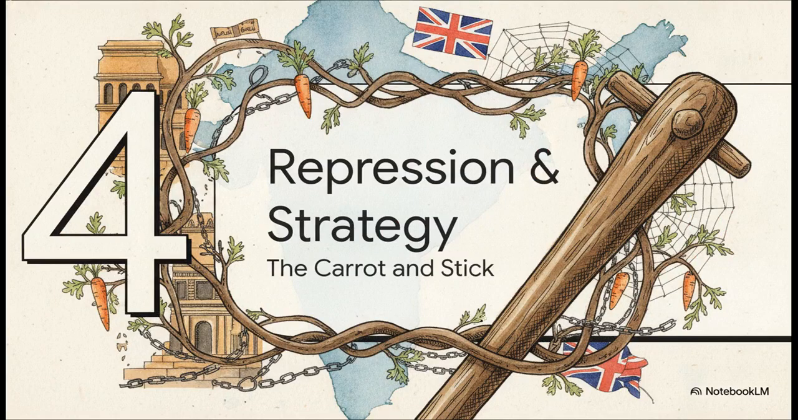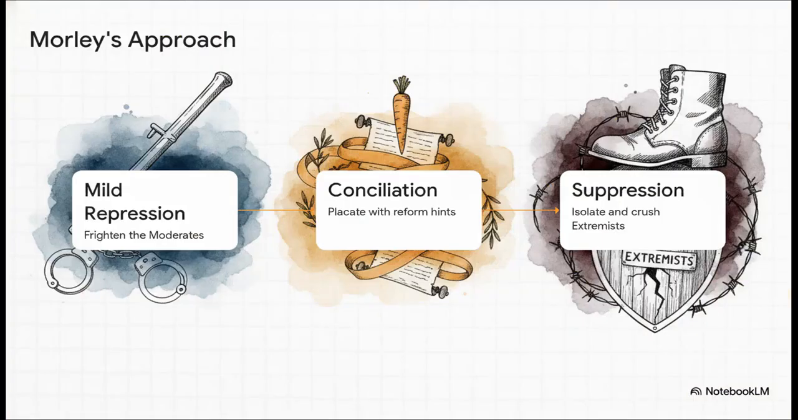Let's look at Chapter 4, Repression and Strategy, the Carrot and the Stick. With the nationalist movement now sliced right in two, the British saw a massive opening. This counter-strategy was the brainchild of John Morley, the Secretary of State, and it was a textbook carrot and stick approach. The whole goal was to rally the moderates to the government's side.